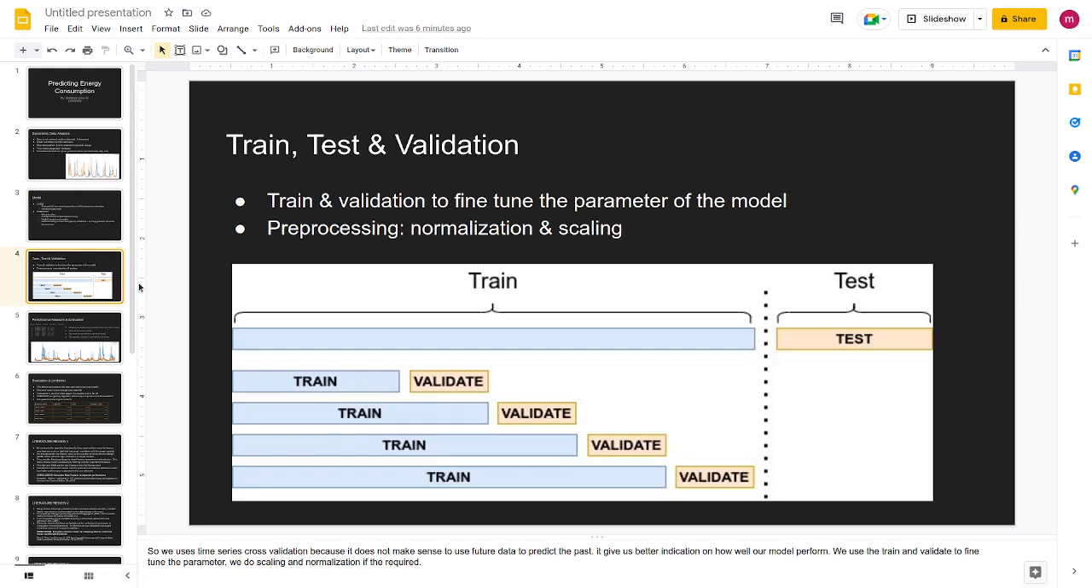For the train, test, and validation, we use time series cross validation. We use time series cross validation because it does not make sense to use future data to predict the past. It also gives a better indication of how well our model performs. We use the train and validation sets to fine tune our parameters, and we do the scaling and normalization if required.